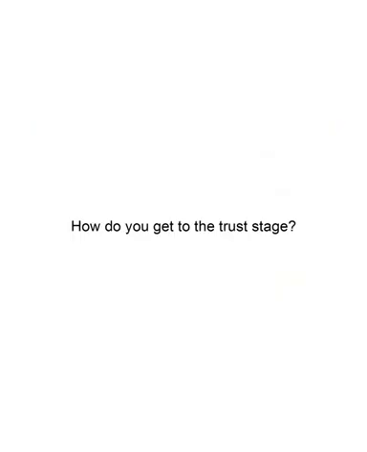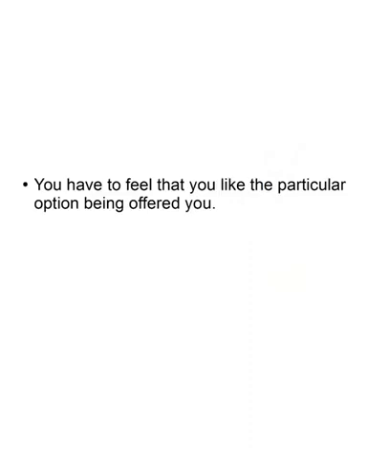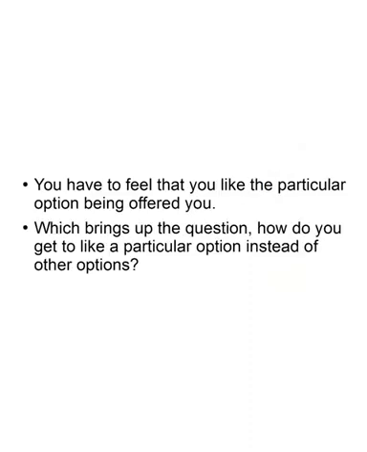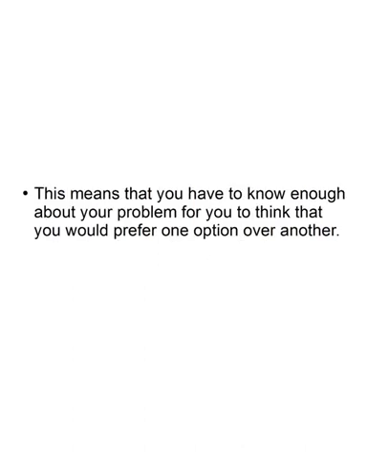Well, how do you get to the trust stage? That's right. You have to feel that you like the particular option being offered to you. Which brings up the question, how do you get to like a particular option instead of other options? This means that you have to know enough about your problem for you to think that you would prefer one option over another. That is the KLT process.